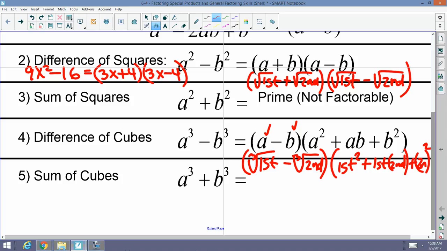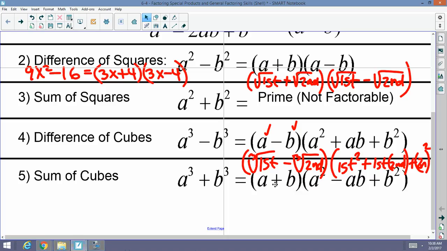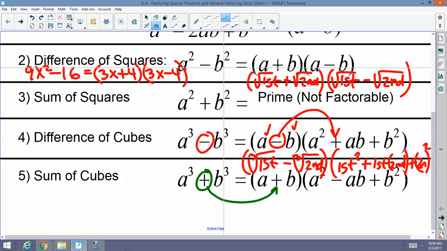And it is exactly the same for a sum of cubes, except it's a plus b times a squared minus ab plus b squared. So if you notice, with the difference of cubes, when it's a negative, I start with a negative and I change to a positive. With the sum of cubes, I start with a positive and I change to a negative. Now, this tends to really mess people up.